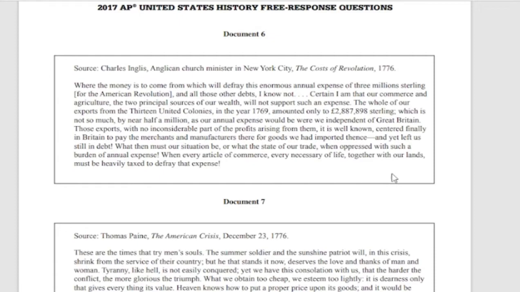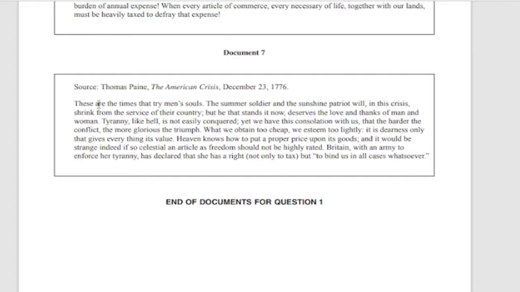Thomas Paine. Oh, Thomas Paine. The immortal Thomas Paine, the most radical of them all, Thomas Paine.